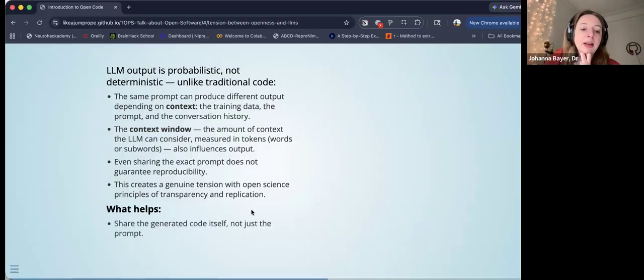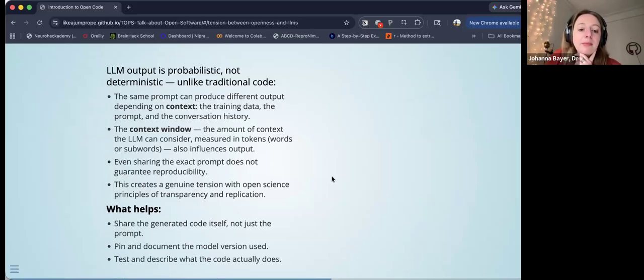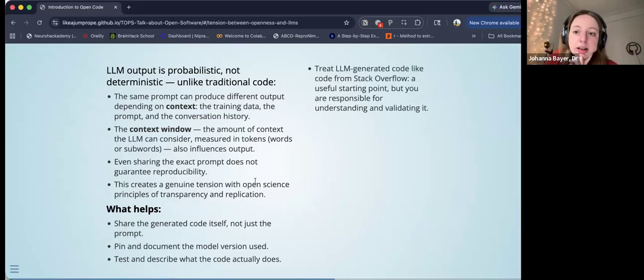So what helps? You can share the code itself, not only the prompt. I mean, it's kind of clear. You can pin the version used, so the model that you used for generating your code, and tests could describe what it actually does. And treat LLM-generated code like code from Stack Overflow: a useful starting point, but you're responsible for understanding and validating it.